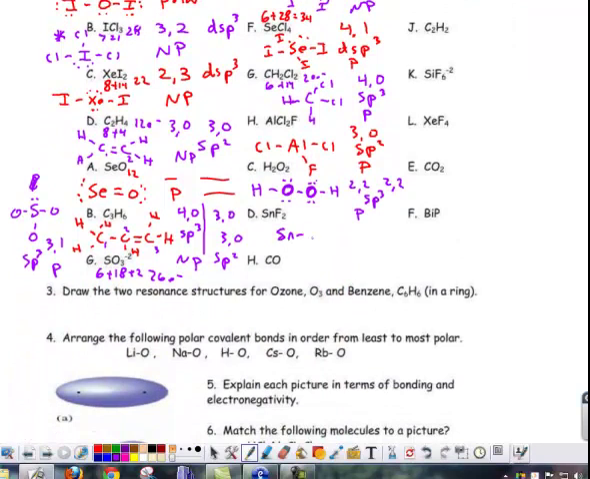SNF2, I'm kind of cheating there. That would really be an ionic bond, but 4 plus 14 is 18 electrons.